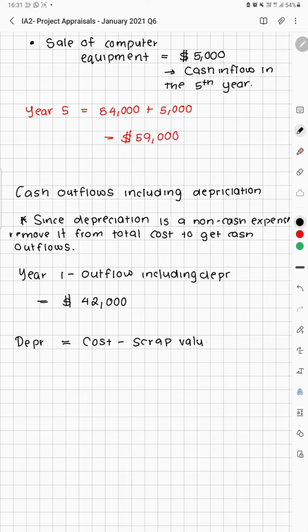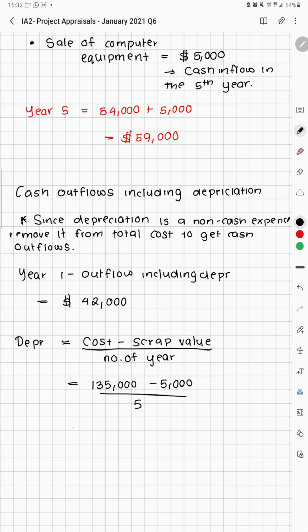Okay, so we'll calculate the depreciation first. The thing about the straight line method is it is the same for every year, so we won't have to rework our depreciation calculation every year. We can use the same amount every year. So what is the cost of this equipment? It says here the cost of the computerized equipment is 135,000. We have a scrap value of 5,000 divided by 5 years.